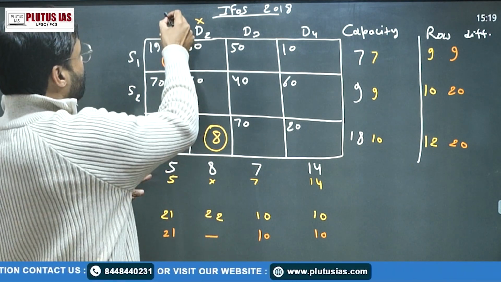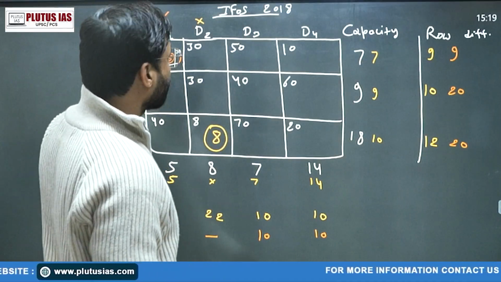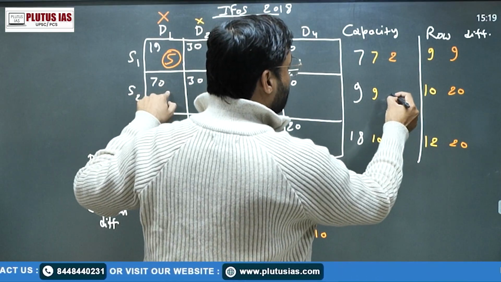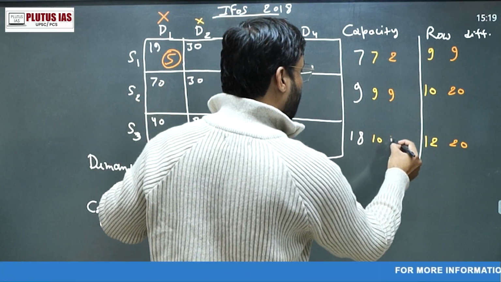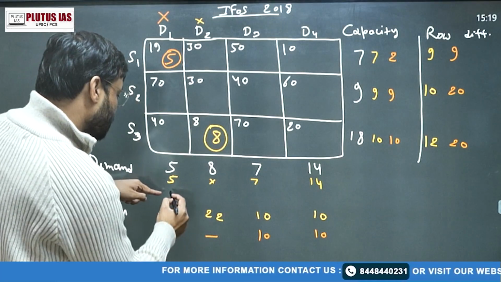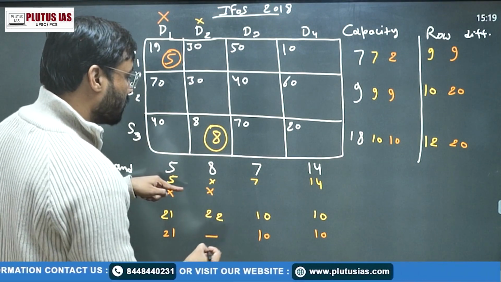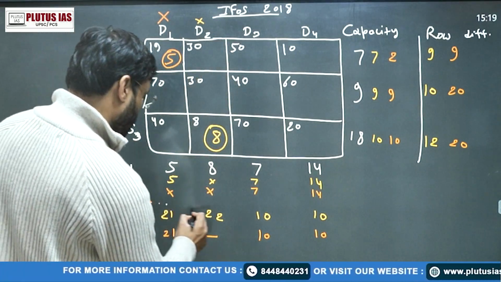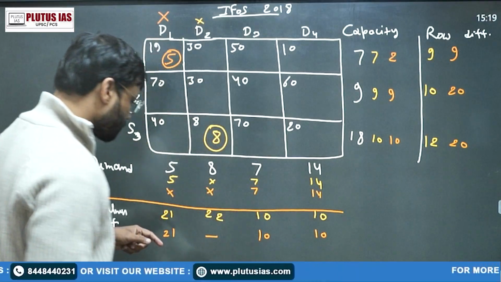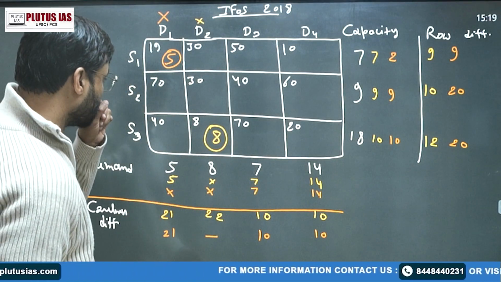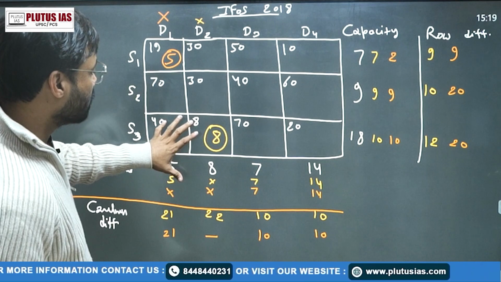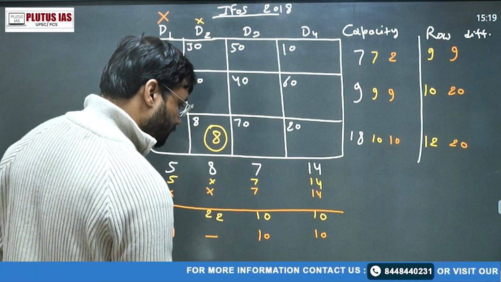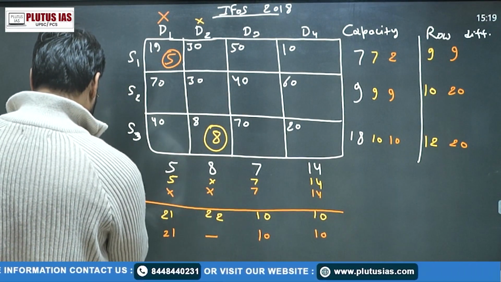So now this column also finished, so now we have to update everything. After allocating the 5, remain is the 2. Here 9 is still remain. Here 10 remain. In this case, that is now finished. This is also finished. Now after updating the 7 and 14, these two columns have been finished already. So after updating everything, again we have to repeat the same process.